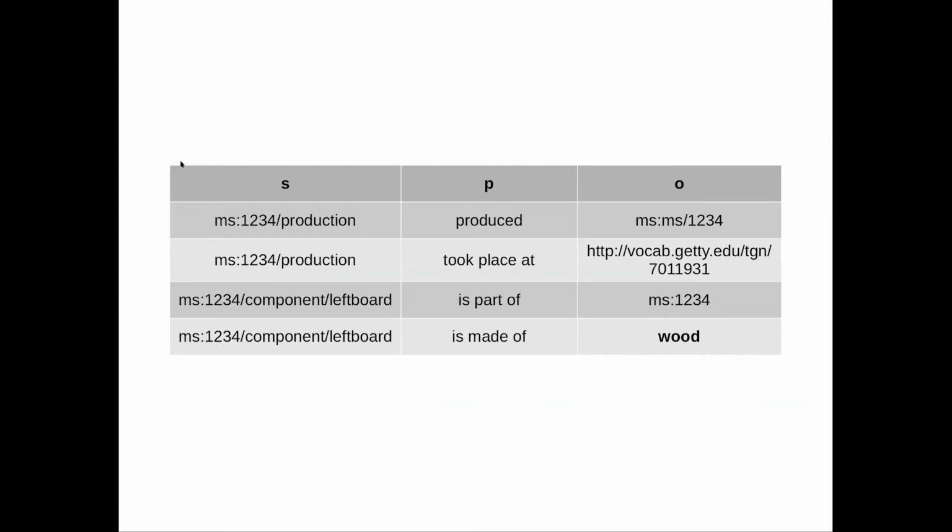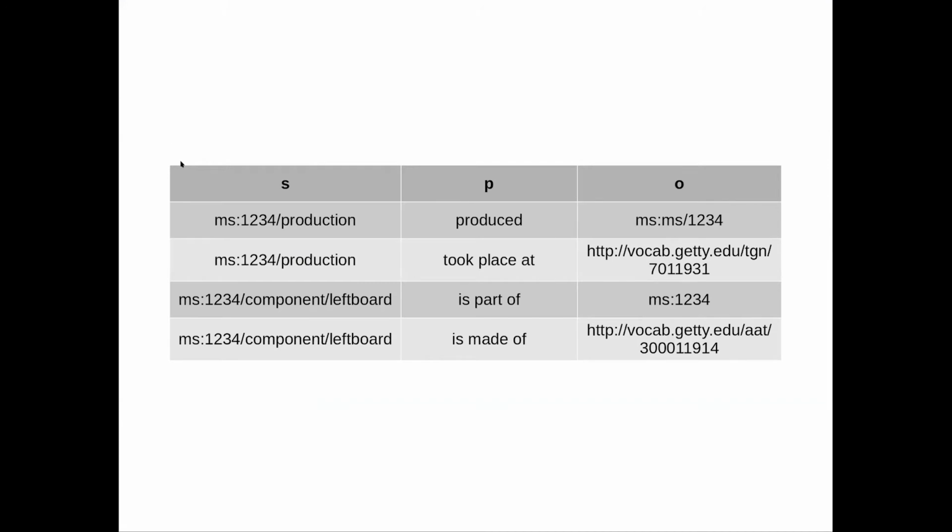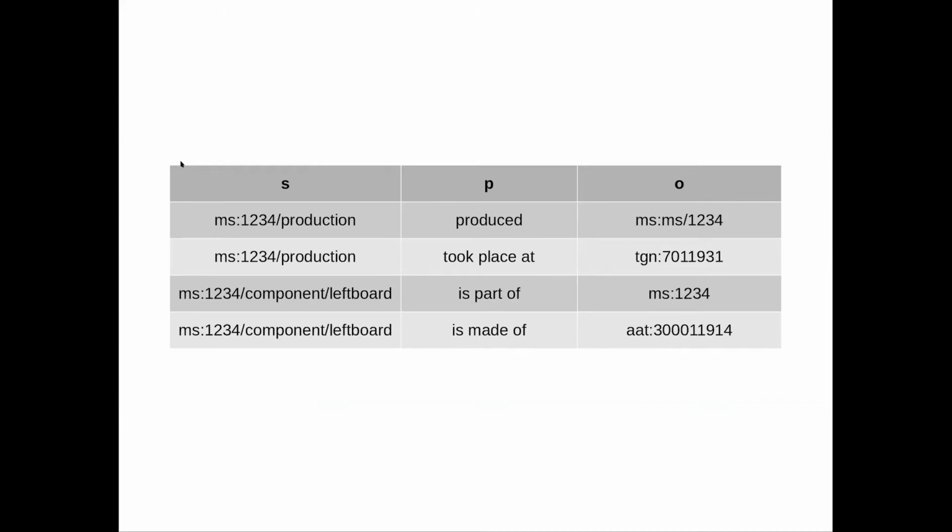And I'm doing the same for wood. The Getty maintains the Art and Architecture Thesaurus. I can search for wood in there, click on the semantic view, and then I get the URI. I can put that in my triple down there as well. And I can reduce these with shortcuts so that I don't have to write all these long addresses all the time.